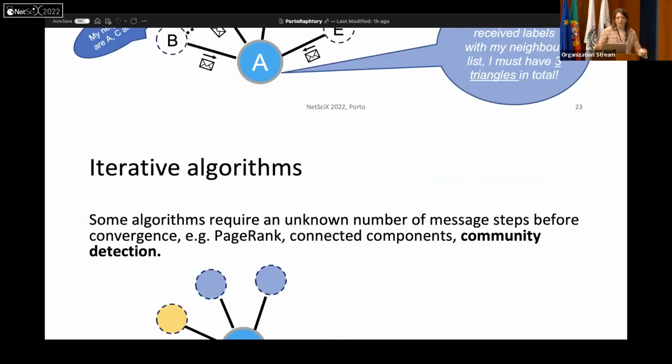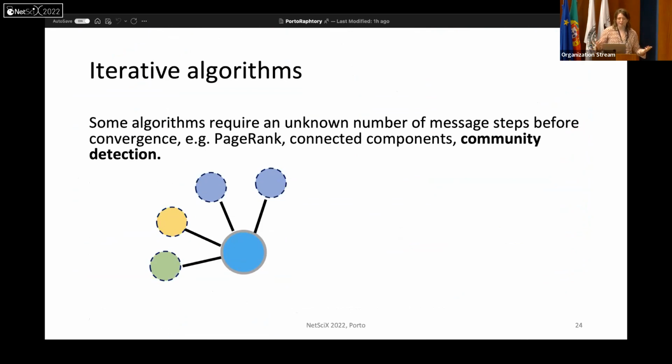And if you go further out, there are some iterative algorithms where it might take an unknown number of messaging steps to compute. So there are things like PageRank, which is iterative as each vertex updates its own score, connected components, and also there are some community detection mechanisms that work in this way.